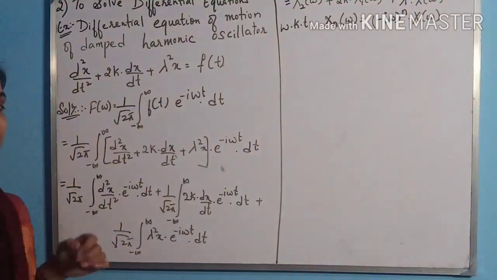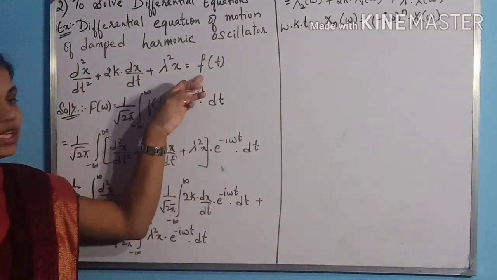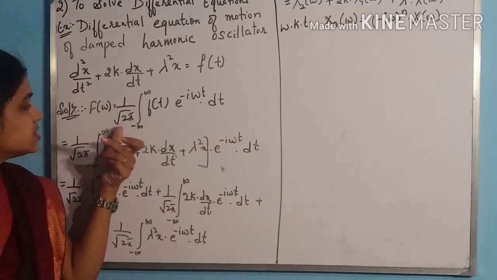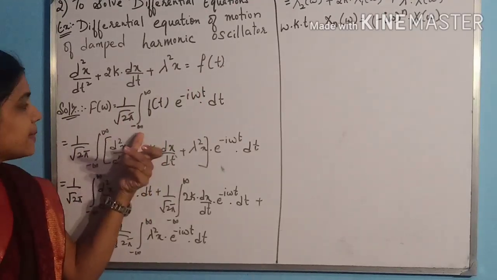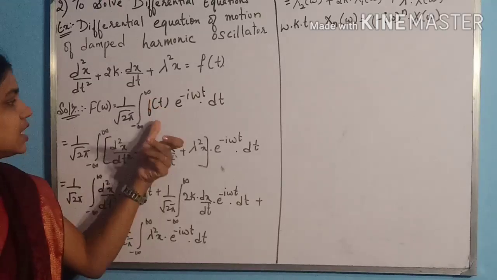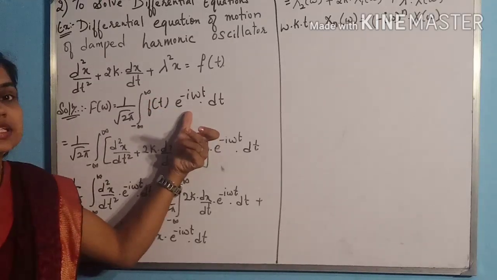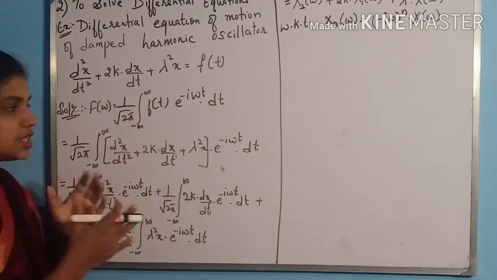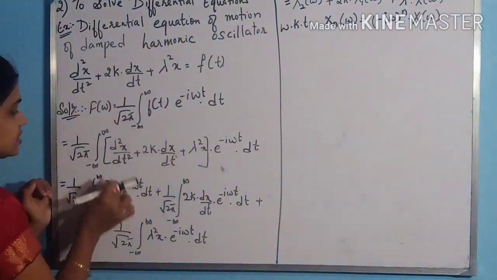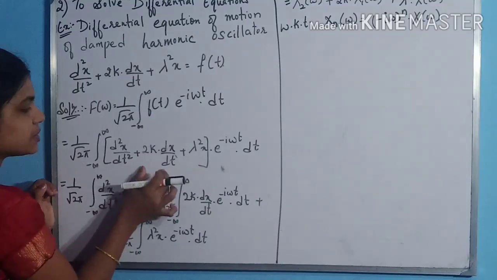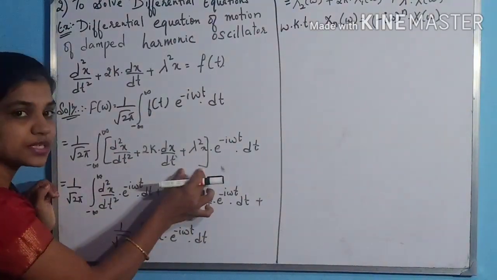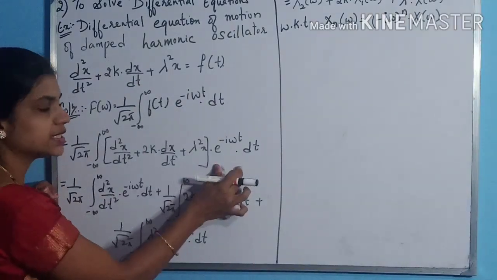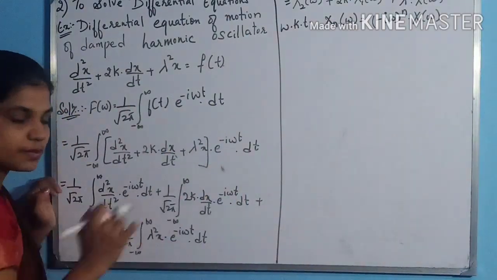So first let me find the Fourier transform of f of t. What is the Fourier transform of f of t? F of omega is equal to 1 by root 2 pi, integral minus infinity to plus infinity, f of t e to the power minus i omega t dt. Right? Now substitute the value of f of t, that is d square x by dt square plus 2k dx by dt plus lambda square x, inside the bracket, and we have e raised to minus i omega t dt outside the bracket.